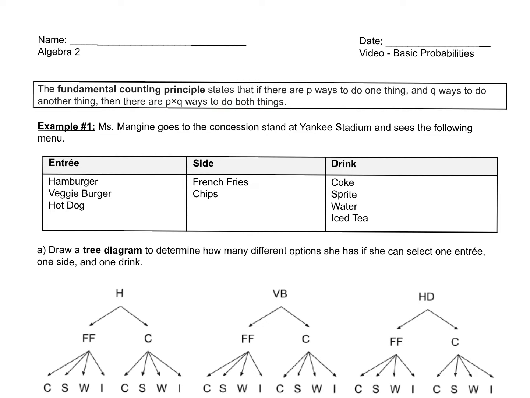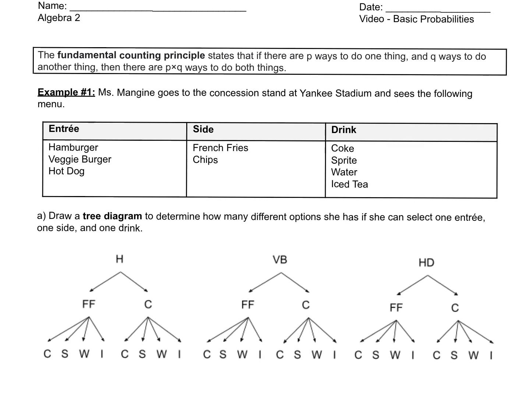Here's an example. Miss Mangine goes to the concession stand at Yankee Stadium and sees the following menu. So for entrees, we have 3 options. For sides, I have 2 options, and for drinks, I have 4 options. So in part A, I'm asking to draw a tree diagram to determine how many different options I'll have if I can select 1 entree, 1 side, and 1 drink.